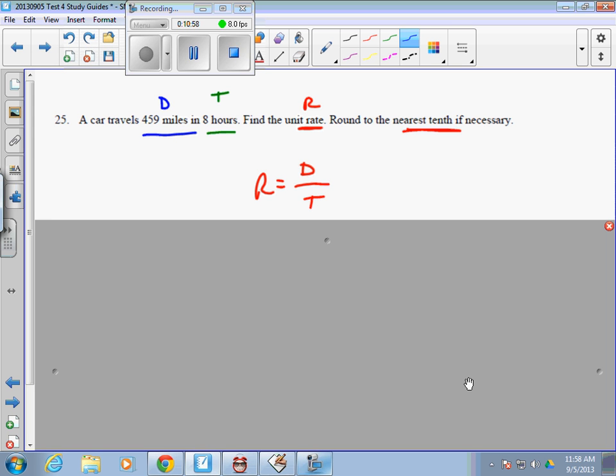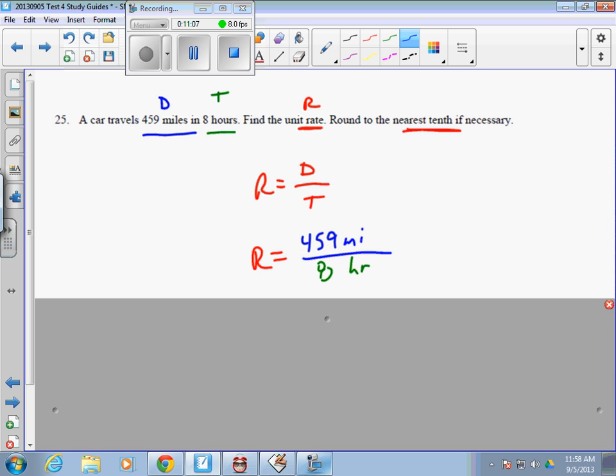Remember, you can remember that formula because looking at your speedometer in a car, it's miles per hour. So your speed or your rate is miles per hour. Your first step, you just substitute in the values, 459 miles in place of D and 8 hours in place of T. So that's just substituting in given values.